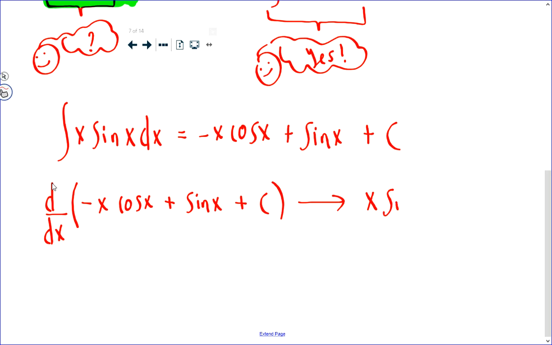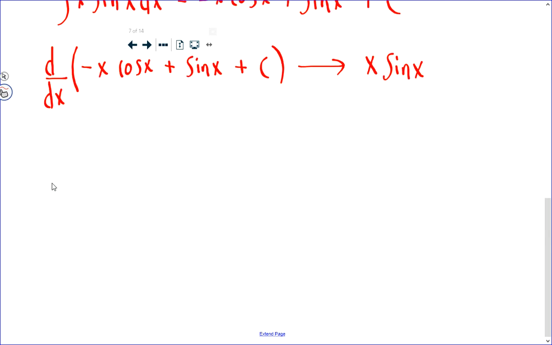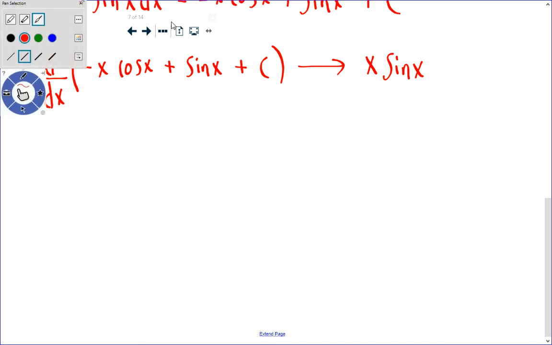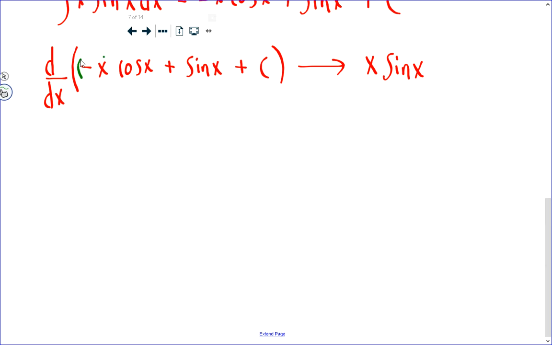x sine x. So how am I going to differentiate negative x multiplied by cosine of x? Well, I'm going to have to use the product rule. And in fact, everybody, if you were to look at a proof of this, which I would do in class if we were in class, it turns out integration by parts is actually the product rule in reverse. But let's find the derivative of negative x cos x using the product rule.